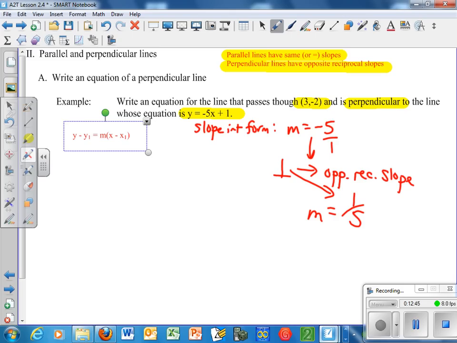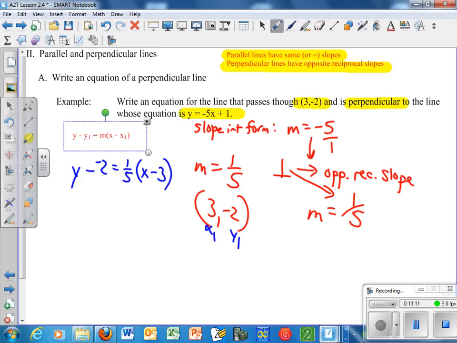So for perpendicular, I want to use a slope of 1/5. I'm going to use point slope on this, so I know I have to use a 1/5 slope because it's perpendicular, and I'm using the point 3, -2. So we have the slope and we have a point. I'm choosing to use point slope on this one. So this is your x1 and y1. So it's y minus the y value, which is a -2, equals the slope, which is 1/5, times x minus the x value of 3.